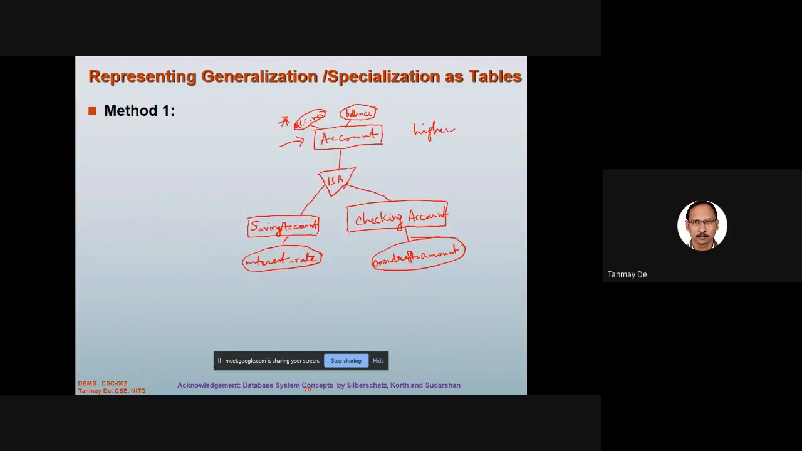Suppose another example of generalization or specialization. The account is the higher level entity set, and the lower level entity sets are savings accounts and checking accounts. Their descriptive or local attributes are the interest rate for savings accounts and the overdraft amount for checking accounts.